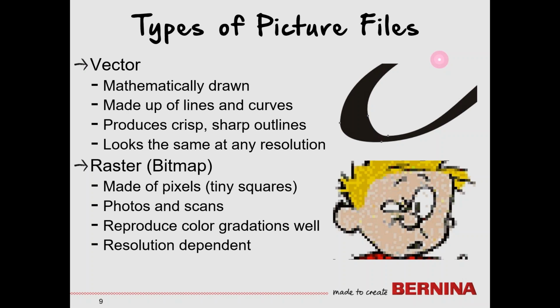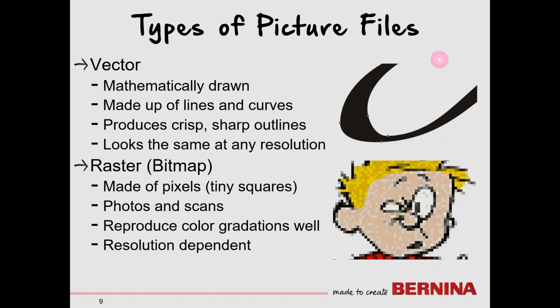Vector graphics are made of lines and curves, and they're generated from a computer program. And when you increase the size of a vector image, the lines look the same. You don't lose clarity when you increase the size of a vector image.